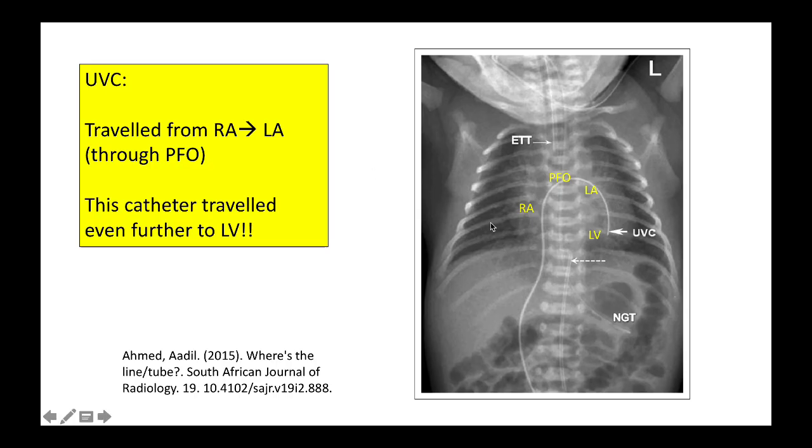Okay, and another one where the UVC is too deep. And normally, if the UVC goes in too far, then usually it travels through the PFO, or the patent foramen ovale, which, as you all know, is the hole between the right and the left atrium. And then it ends up in the left atrium. This one carried on going through the left atrium, through the mitral valve, and ended up in the left ventricle. Obviously, this needs to be pulled out significantly too.